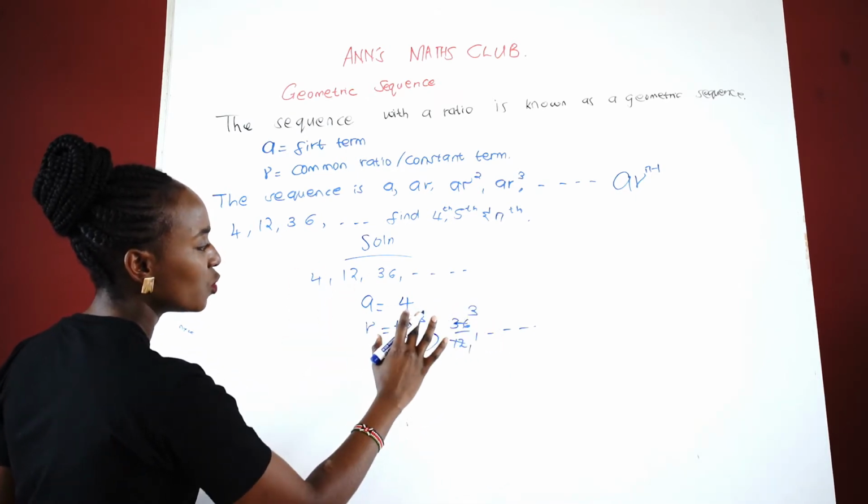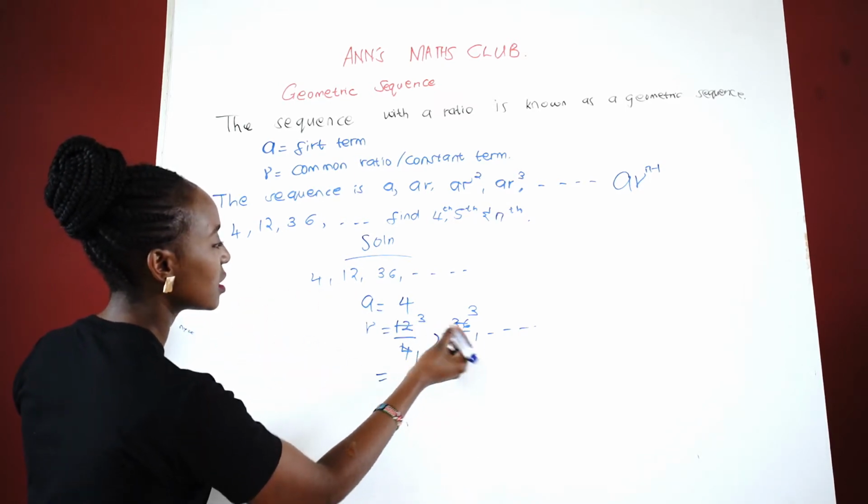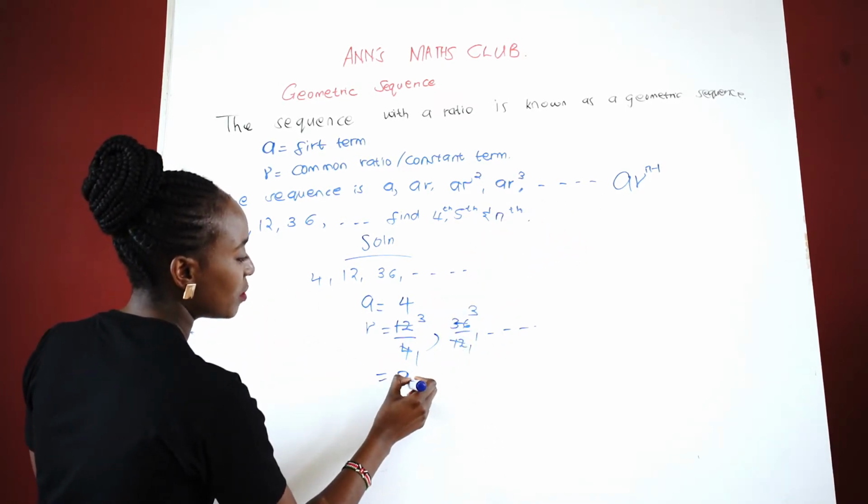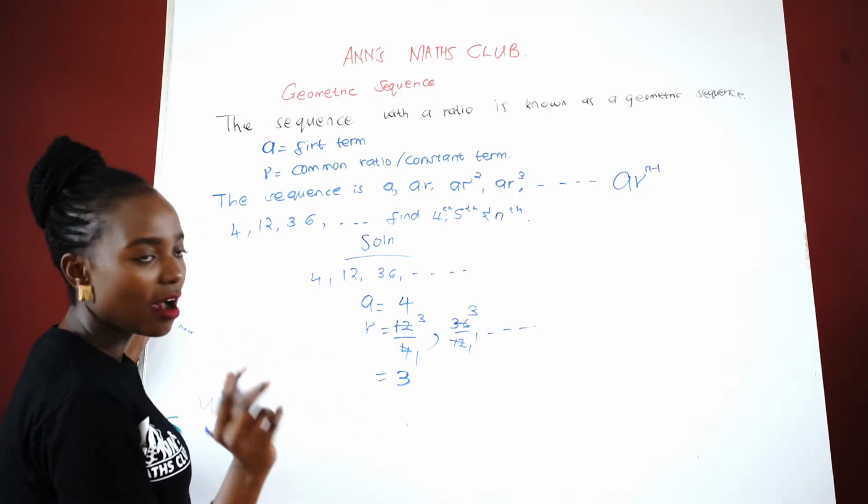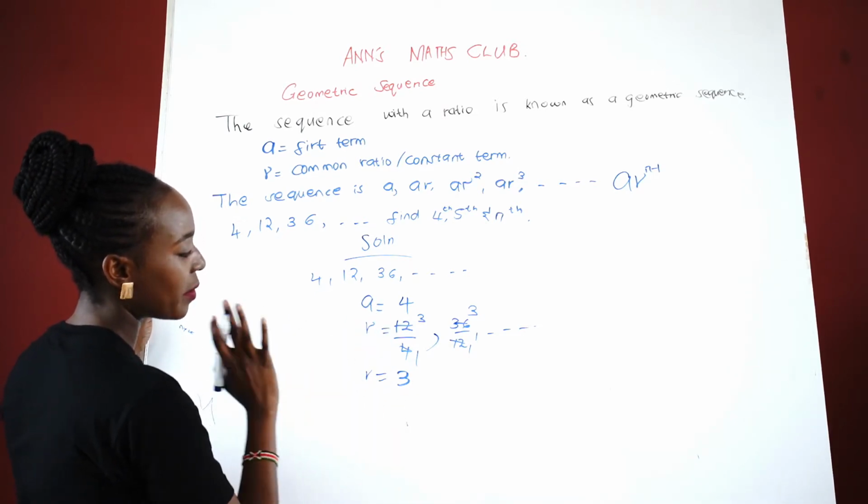So our common ratio, remember, it's a constant number. As you can see, 3, 3 going on. It automatically becomes 3. So already there you have two things. We have our A and we have our R.